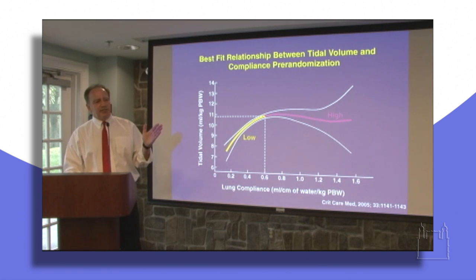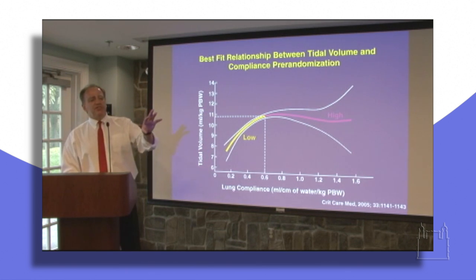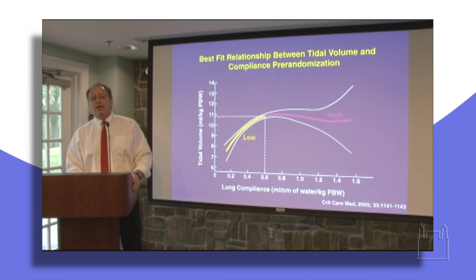And below 0.6, physicians use lower tidal volumes and the lungs are more non-compliant. And above 0.6, there are higher tidal volumes and more compliant lungs. So now I'm going to divide this data up and see what happened to the low tidal volume, low compliance patients that were randomized to a low or high arm, and what happens to the high tidal volume, high compliance patients, and what happened to them in terms of outcome if they're randomized to a high or low arm.